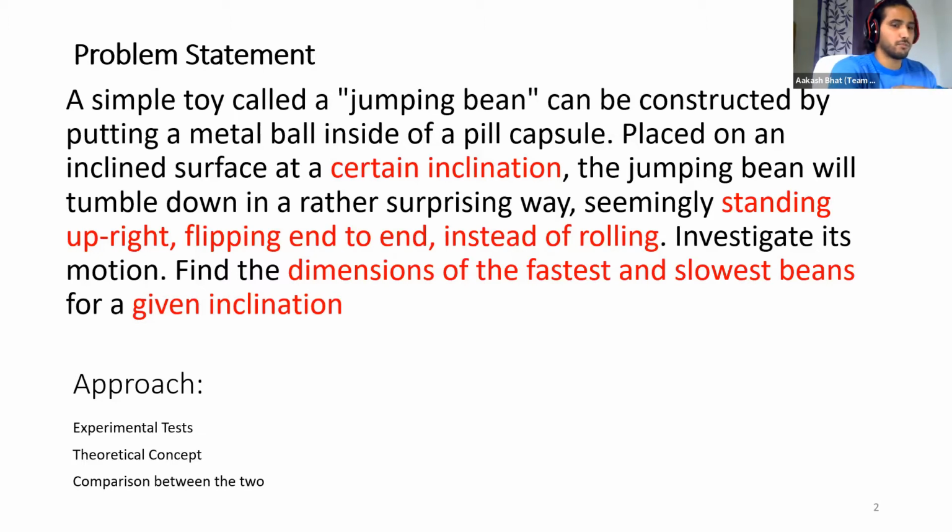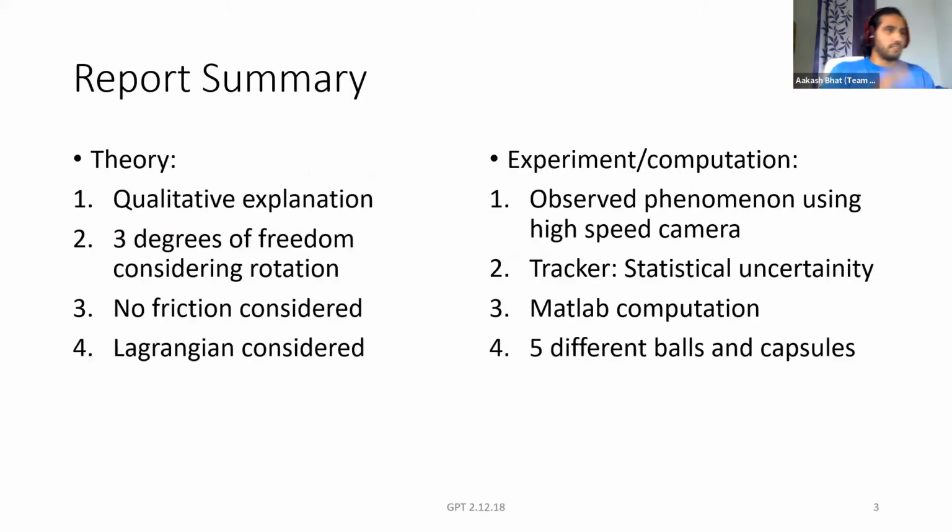I would expect some sort of theoretical concept, because this is a very good mechanical problem that you can solve. And then I would expect some sort of comparison between the two. To summarize the report first, they gave a qualitative explanation, which they said was using cameras, and talked about how the bean is actually going down, what happens, and we see very clearly the problem.